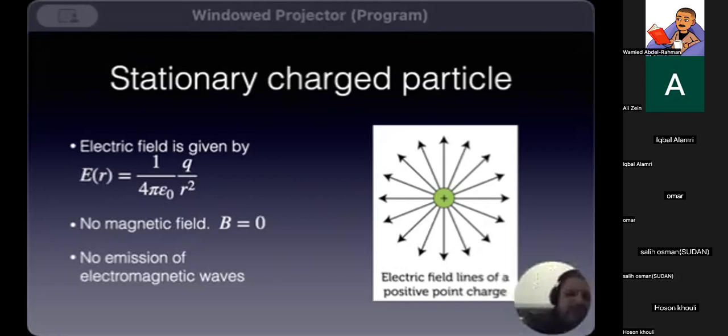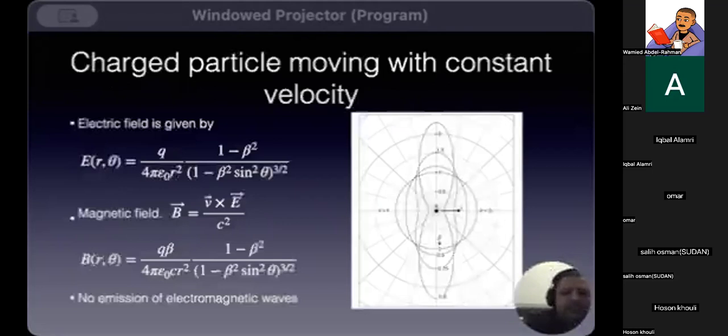But the point I want to make is that if this charged particle is stationary, it does not emit any electromagnetic waves. What happens if the charge is moving, but it's moving with a constant velocity? When it's moving with a constant velocity, this is the equation that describes the electric field. It's a function of r and theta.